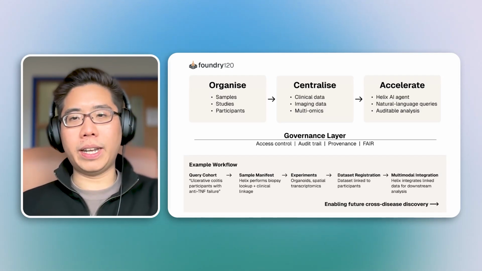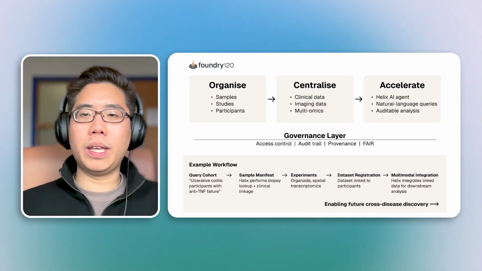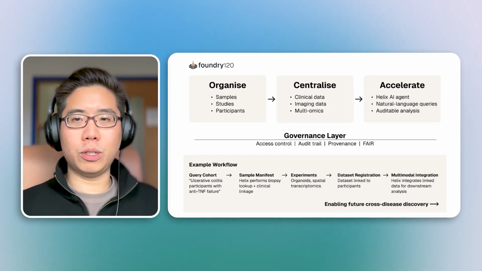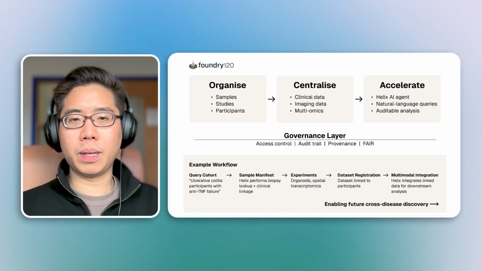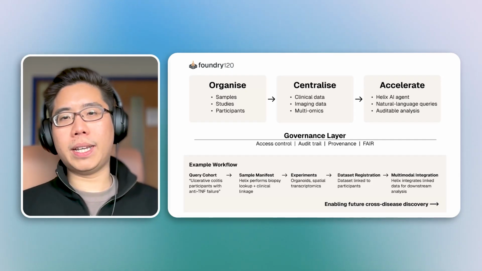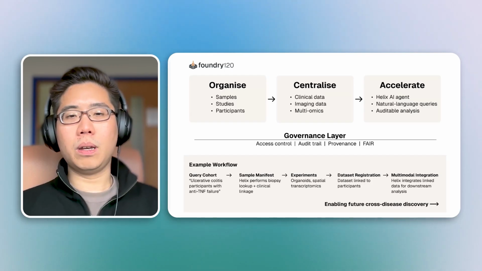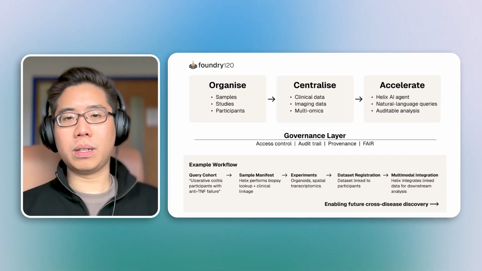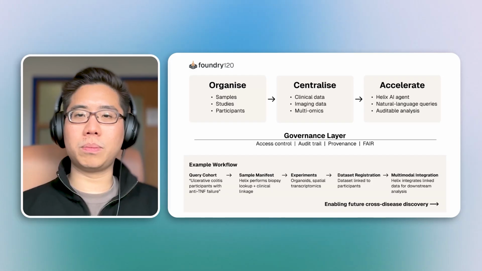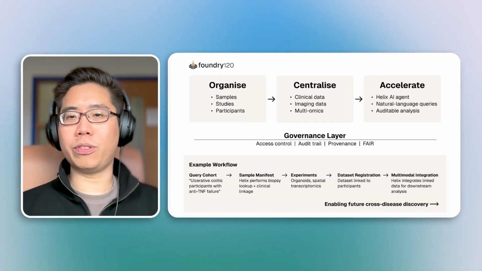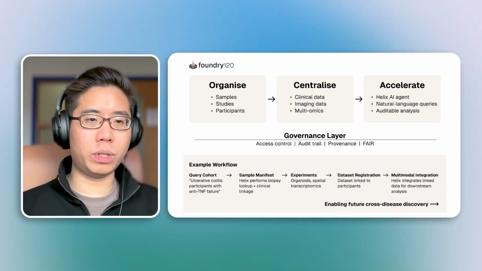We've got Helix, an AI agent within the system that allows researchers to get from question to output much faster using natural language queries. Now, importantly, these 3 layers are not sitting by themselves. They are underpinned by a single governance layer, which allows us to control access, provide full audit trails, full file provenance, and this allows us to promote FAIR data principles in our research workflows.